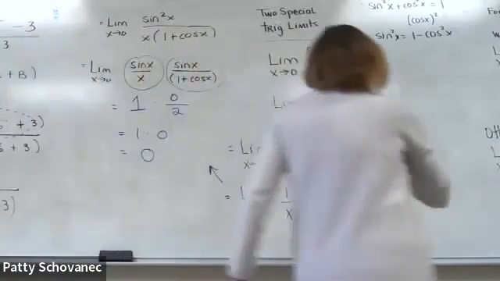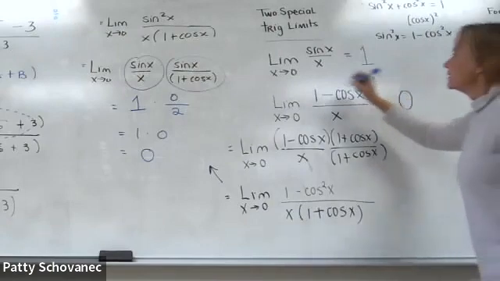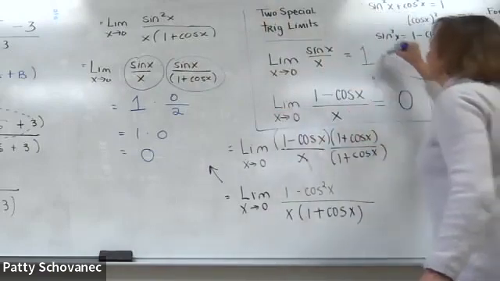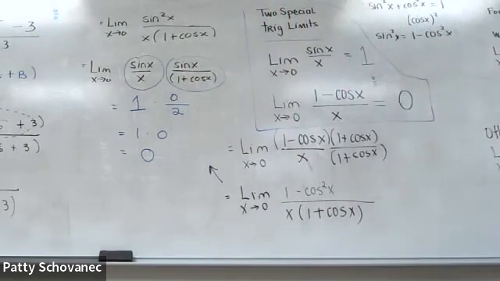So to save you some steps, just learn this one. There are 2 special trig limits. Sine of x over x as x goes to 0 is 1. 1 minus cosine of x over x as x goes to 0 is 0. If you know those 2, then we can manipulate other trig expressions to help us find those limits.